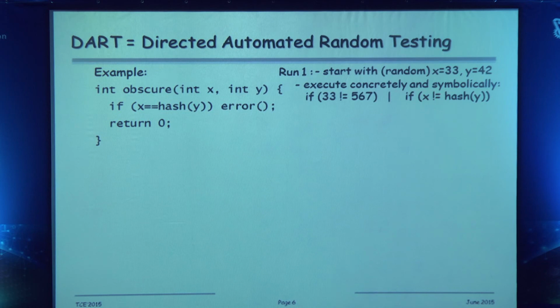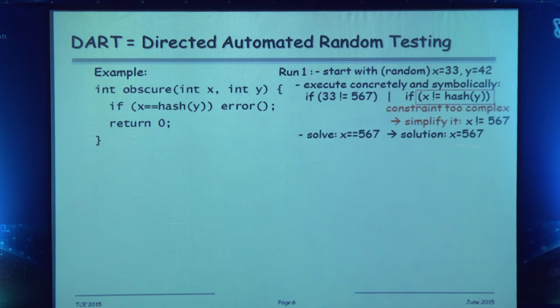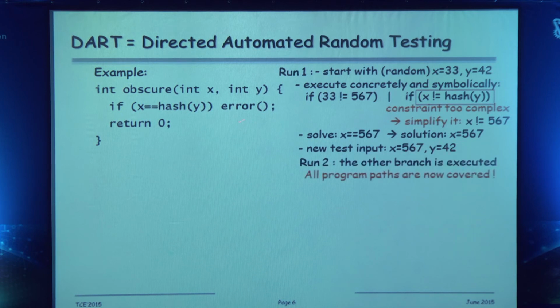But we still don't know what hash does, or it's too complicated, so we cannot emit a constraint that would be solved by a constraint solver. However, now we have access to the runtime value, and we know that hash of 42 is 567, so we can simplify this complex constraint by replacing hash of y by its concrete value. This constraint is, of course, easy to solve. And now we need a new pair of inputs, y equals 42, x equals 567, and then we hit the error.